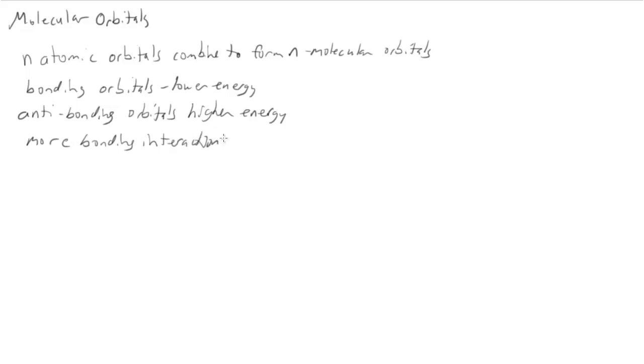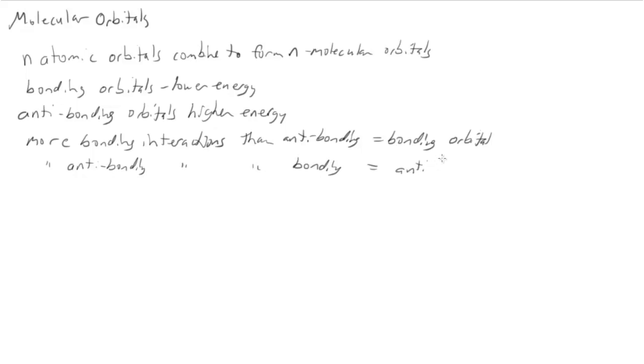Now, if there are more bonding interactions than antibonding, that will make bonding orbitals. However, if there are more antibonding interactions than bonding within a given orbital, that will form an antibonding orbital. And if the number of bonding and antibonding interactions are equal, then it becomes a non-bonding orbital.